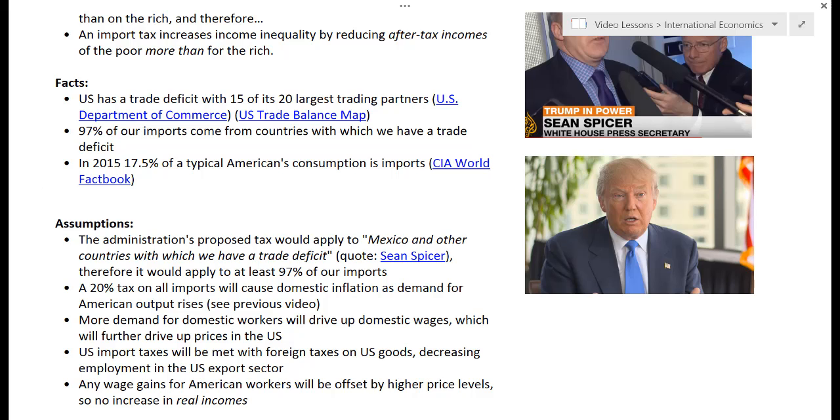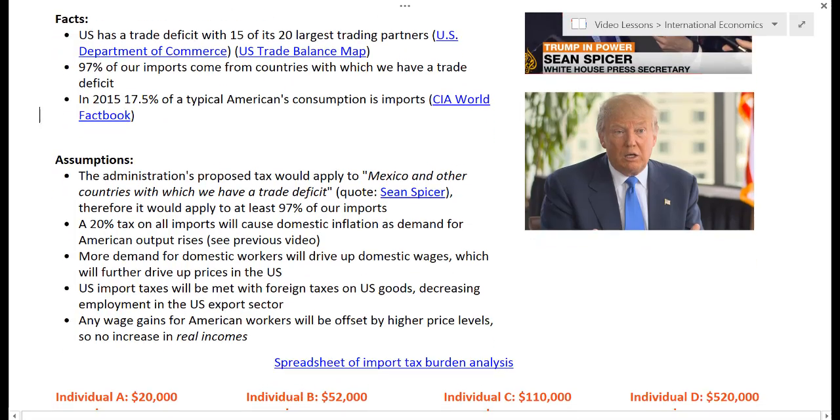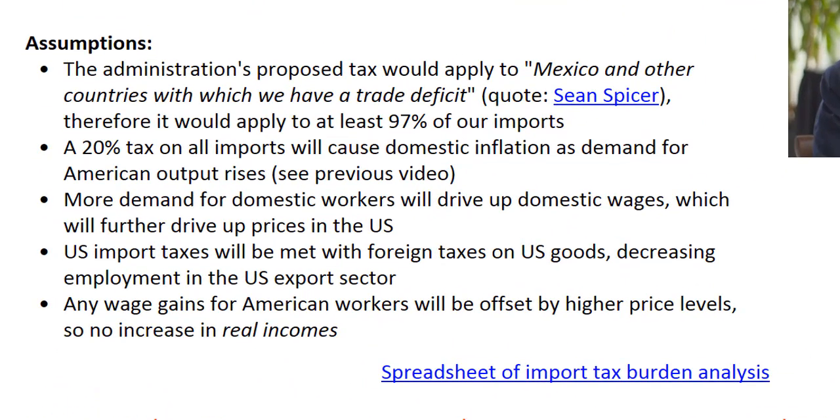So just as important as imports are to the U.S. economy and the U.S. consumer, exports are almost equally as important to the American worker who depends on jobs producing goods for other people in other countries to consume. All right, drawing from these facts and this introduction that I've now provided, we're going to make a few assumptions before we proceed with this lesson. First, we're going to take Sean Spicer's words for what they are when he says that the administration's proposed tax would apply to Mexico and other countries with which we have a trade deficit.